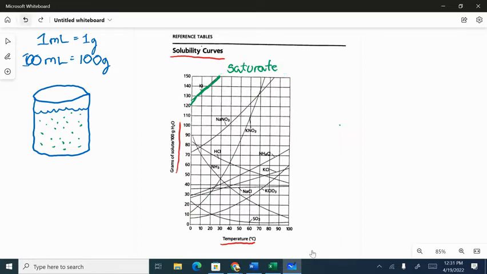Can anybody find the smallest change in solubility? Devin? NaCl. That means that its solubility does not change very much with increasing temperature.